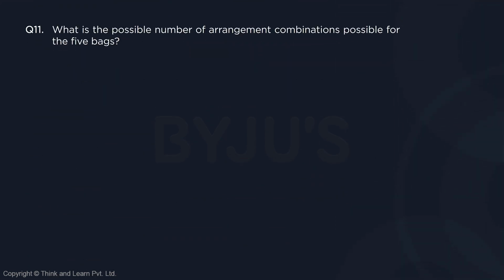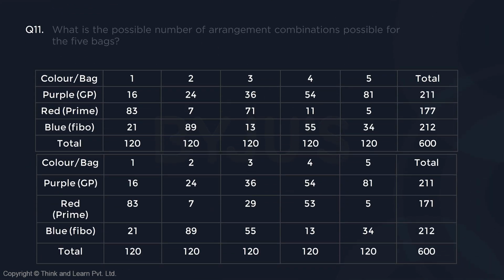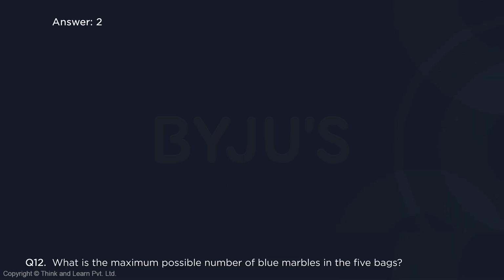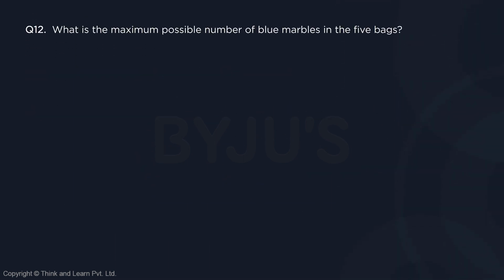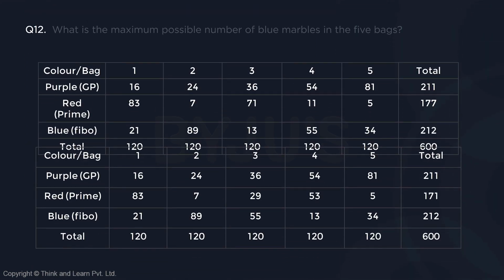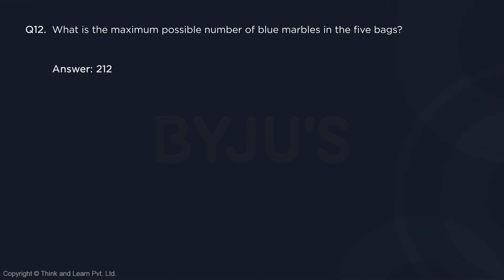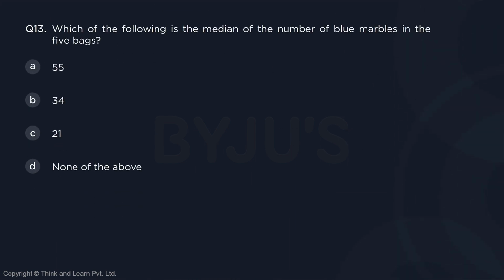What is the possible number of arrangement combinations? Answer is 2, right? What is the maximum possible number of blue marbles in the 5 bags? In both cases we have the same number of blue marbles, that is 212, which is your answer. Which of the following is the median of the number of blue marbles? This is that question I am talking about, right? Median 34, without solving much further.